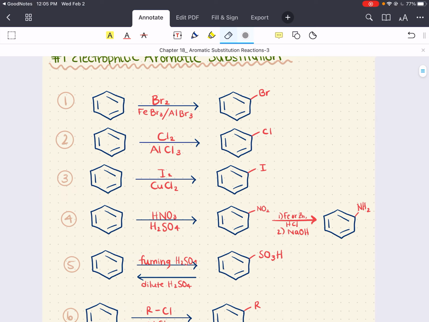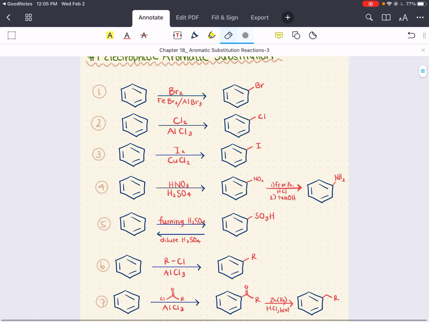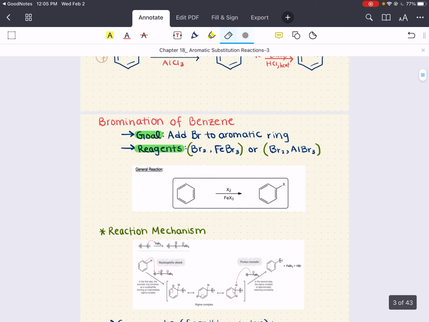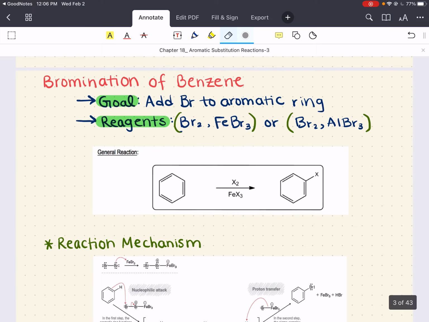Now, in these 7 reactions that you observe here on this page, we see an electrophilic aromatic substitution reaction in which one of these aromatic protons is replaced by an electrophile, all without ruining the aromaticity of the ring in the final product. Now we're going to create little profiles for each one of these reactions, starting with halogenation reactions of benzene, and we're going to first talk about bromination of benzene.